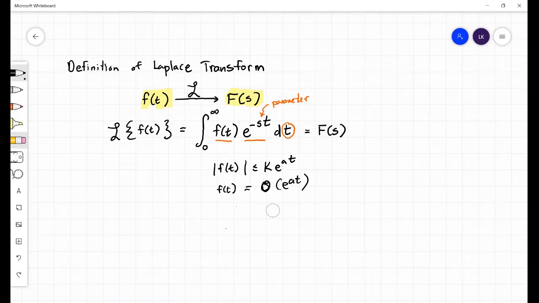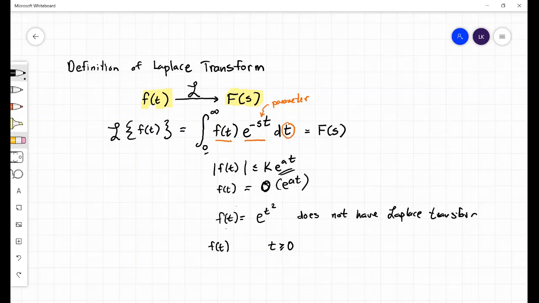So for example, if your function were e to the t squared, this grows faster than a simple exponential like that. So this would not have a Laplace transform. Also notice that we're assuming that this function is defined just for positive values of t, or non-negative, because our integral is from 0 to infinity.